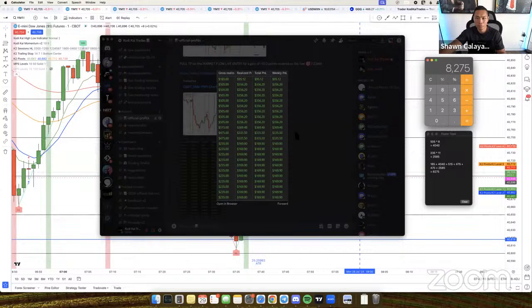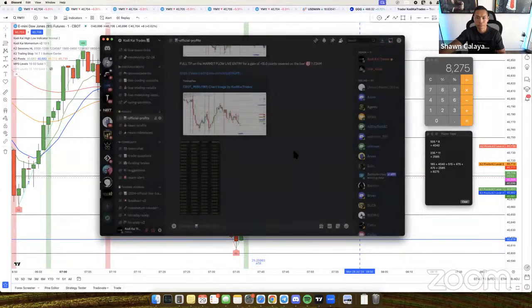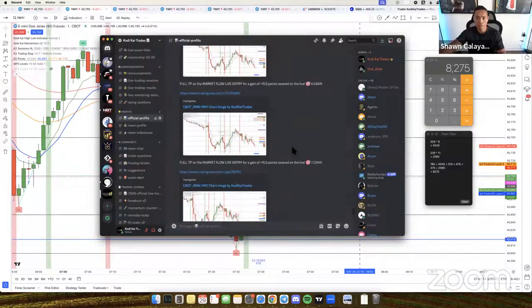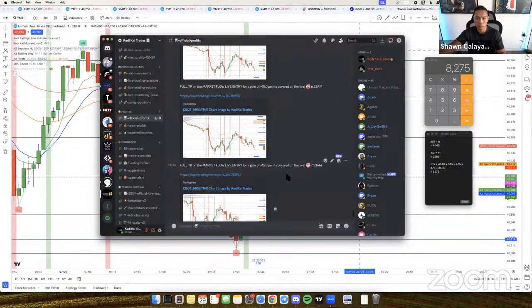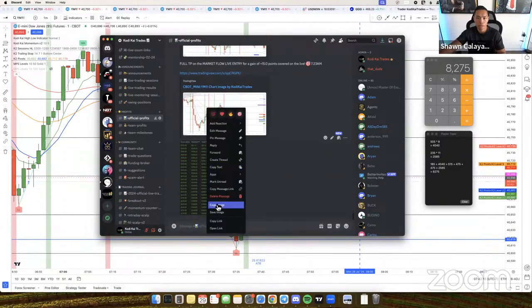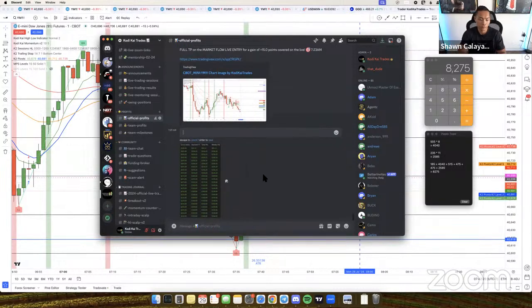So that's not too bad for a day like today, right? I had one loss, I had a partial win, and then a full win right here. So for the day so far and for the week so far, I'm currently up 8,275. This is gross though, so gross profits, not net, because the fees ate up into my profits too.